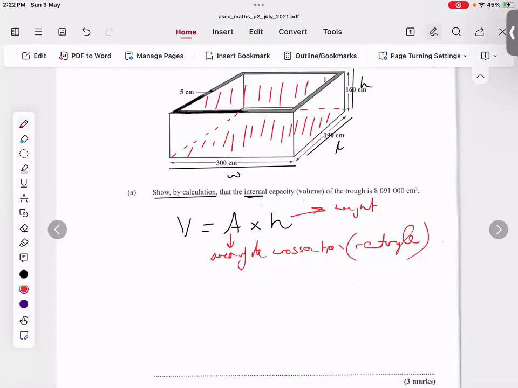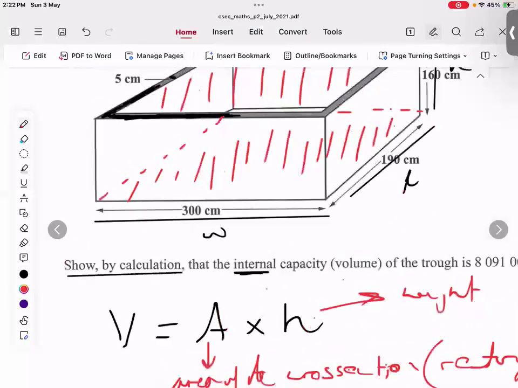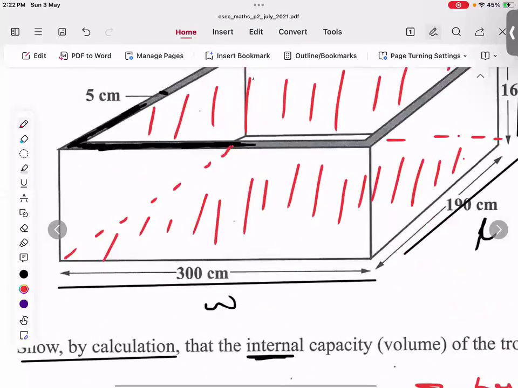So watch this now. Watch the ball game now, people. So I zoom up for you. Remember the 5 meters thickness. Remember the 5 meters thickness.